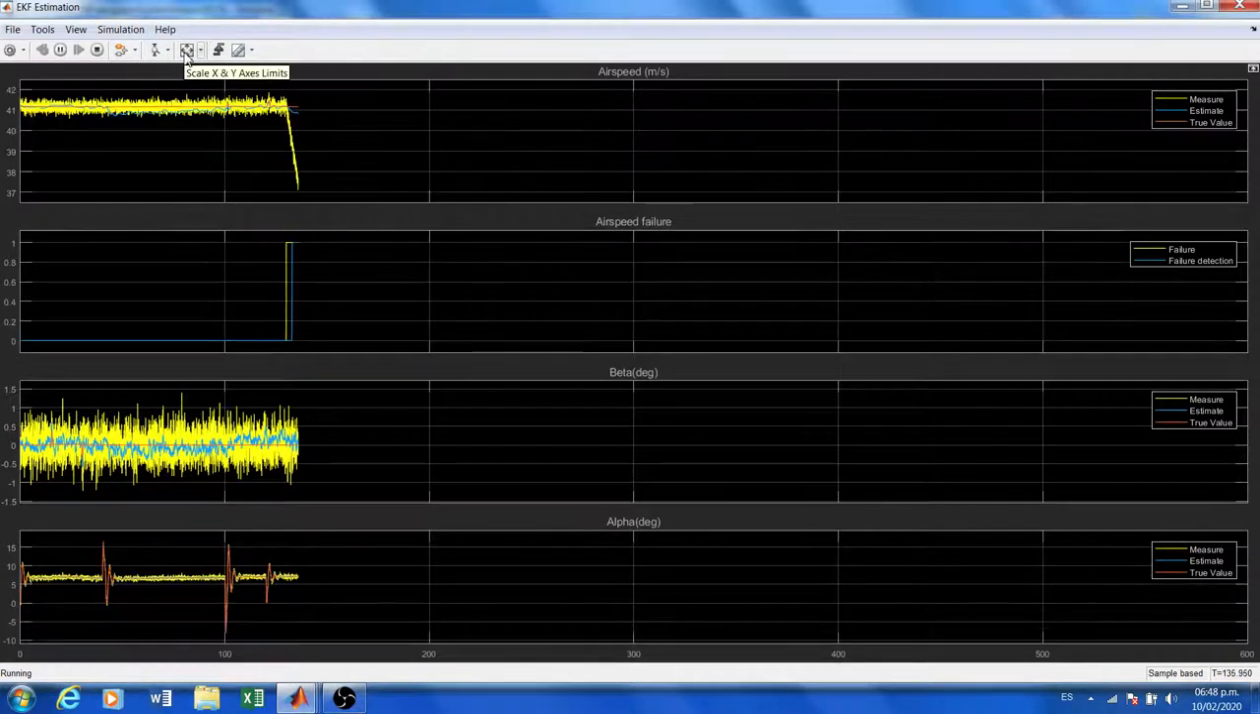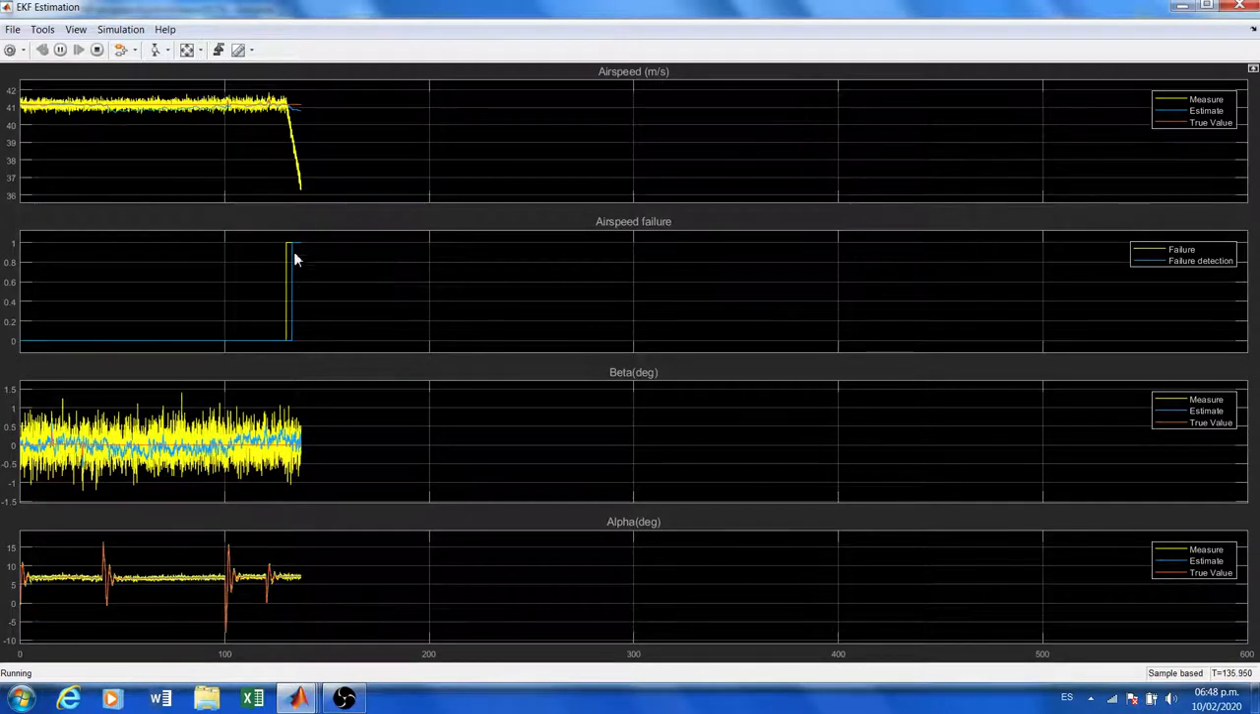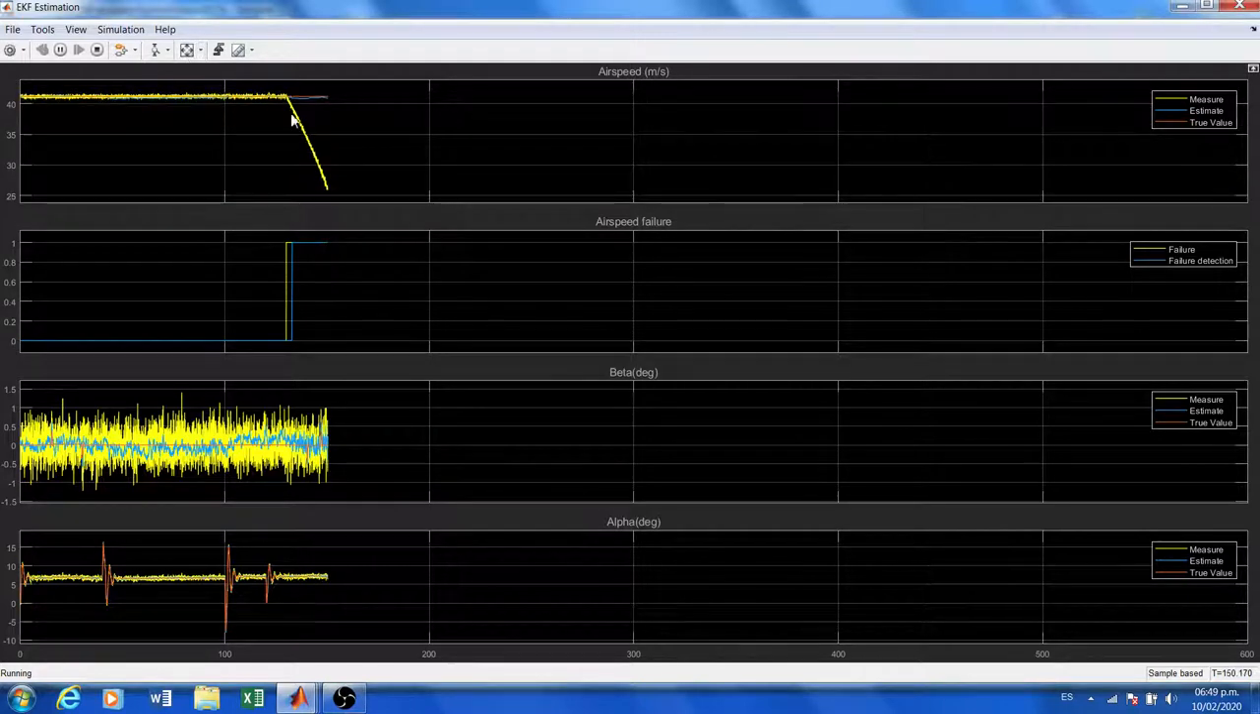And here's the fall. You see? We generate the fall, and in blue it's detected. Just in a few seconds it's detected. But you see the estimation. The pitot-2 value in yellow, the airspeed value from the pitot-2, gets crazy, but the estimation is following the red line, that is the true value.